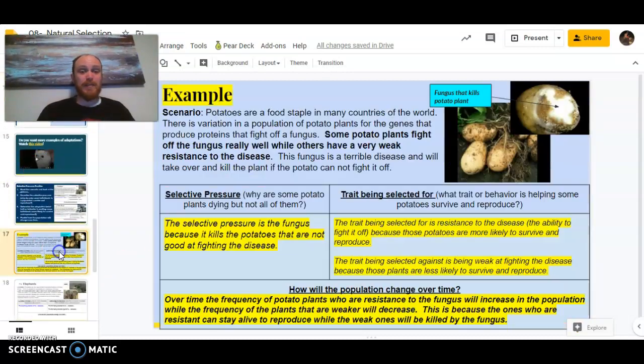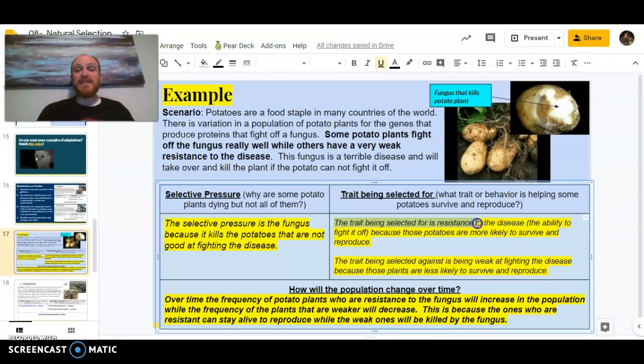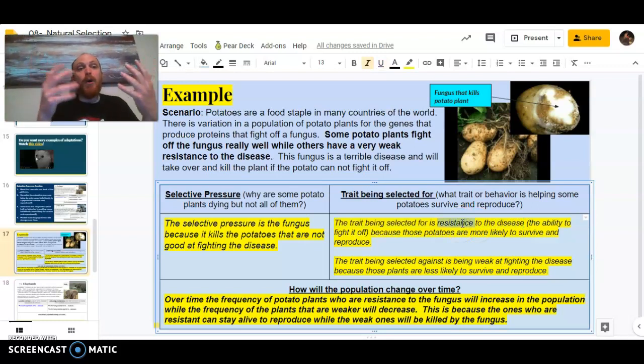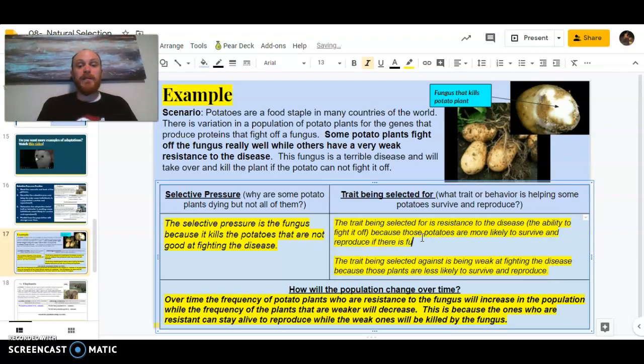Okay, coming back to the example slide. So the trait being selected for is resistance to the disease. This resistance is a trait, like the ability to fight it off, how good you are at fighting it off. Because, and I write in the because that makes you think when we have to write a because, those potatoes are more likely to survive and reproduce. How about I'll add this? If there is fungus in the environment. Oh, so good, Mr.